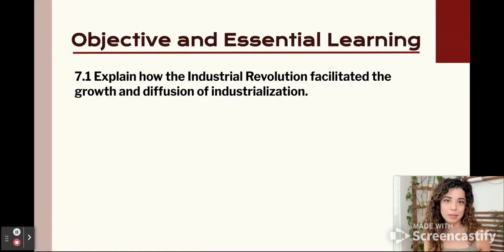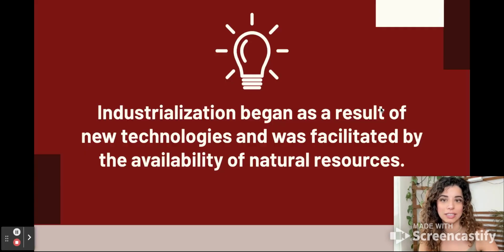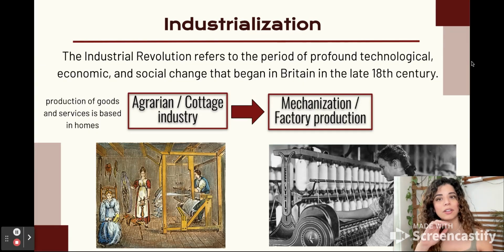So overall, you need to be able to explain how the Industrial Revolution facilitated the growth and also the diffusion of industrialization. First big takeaway: industrialization began as a result of new technologies and was facilitated by the availability of natural resources. Let's break that down a little bit. First, industrialization, the Industrial Revolution.